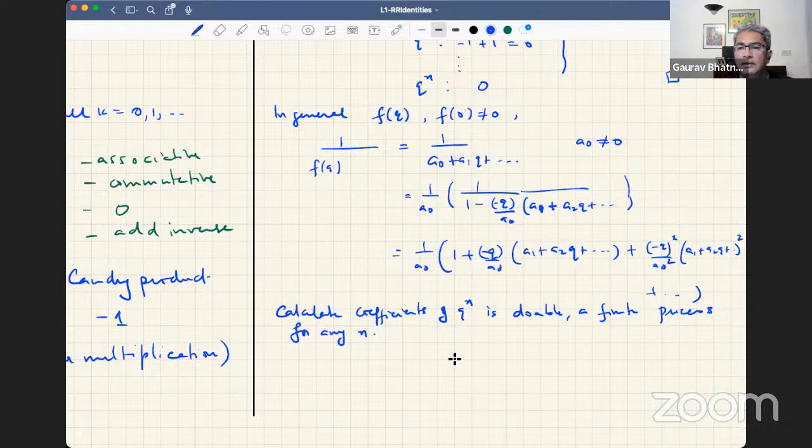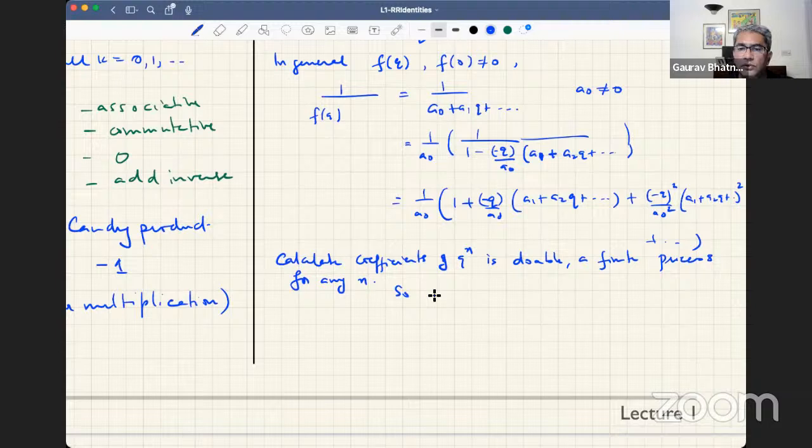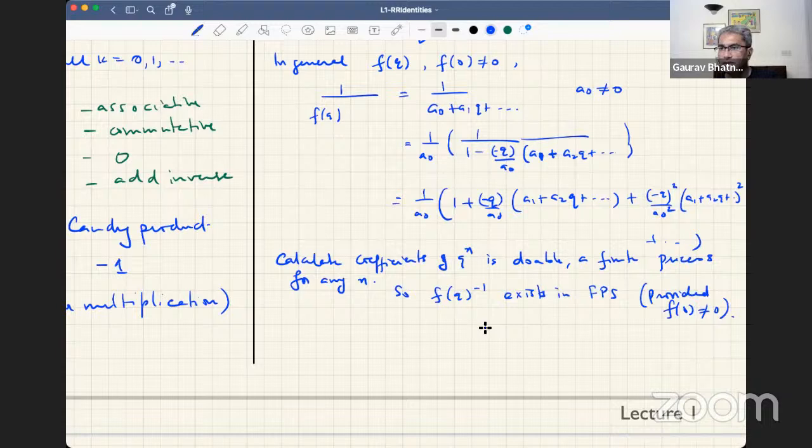So you can divide. So f of q inverse exists in formal power series, provided f of 0 is not 0. Otherwise, you take out the q and, you know, maybe you get some lower degree or something like that. Okay, so this is how one has to interpret it.